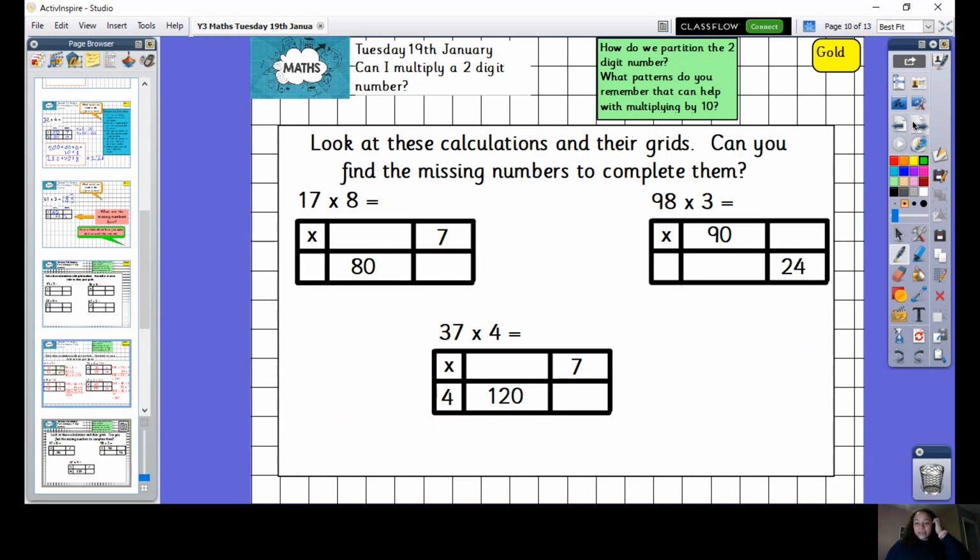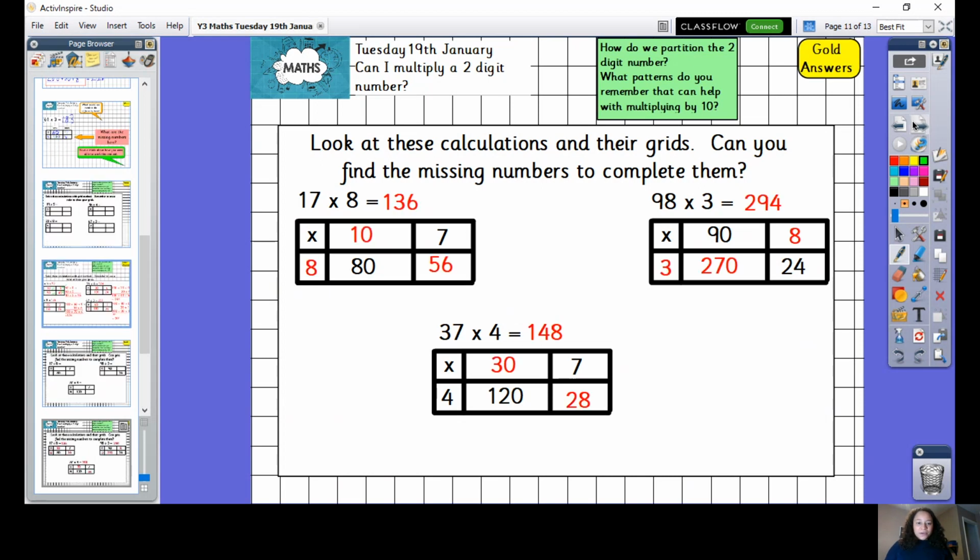Okay, so look at these calculations. I said that some would be coming up like this. Can you find the missing numbers to complete them? Pause the video here and give it a go. Okay, here's your answers. So were you able to spot what those missing numbers were on those grids? And were you then able to find out the answer? Pause the video here and see if you can tick off the ones that you got correct. If you're ready for another challenge, let's move on to platinum.